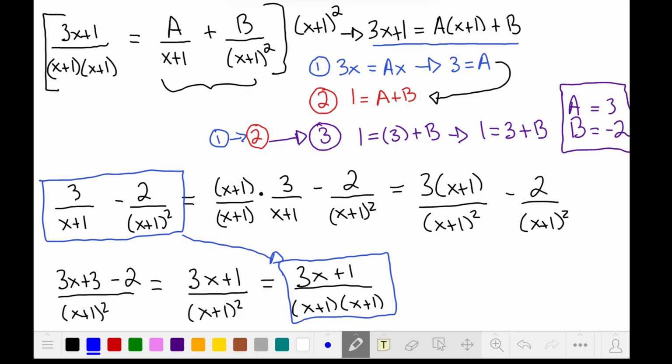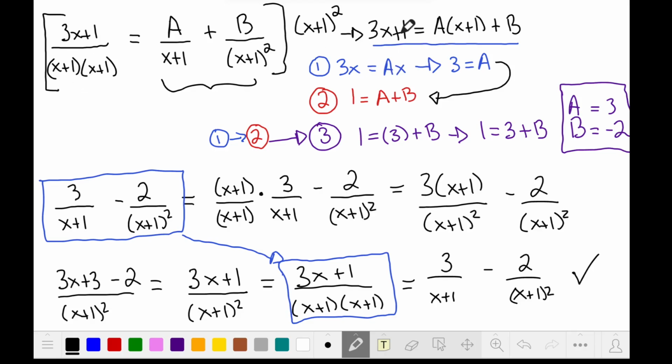So right now that we haven't done any algebra, maybe it doesn't look like 3x plus 1 divided by x plus 1 times x plus 1 is easier to work with than 3 over x plus 1 minus 2 over x plus 1 squared. But once we start doing algebra, you'll see that it's actually the case that the term in black is way easier to work with than what's inside this blue square right over here. So the logic is still the same. We multiply both sides of the expression by the bottom term.